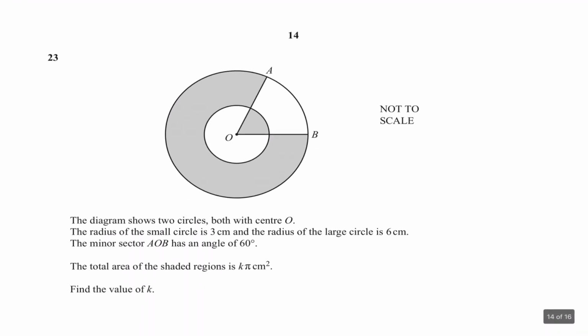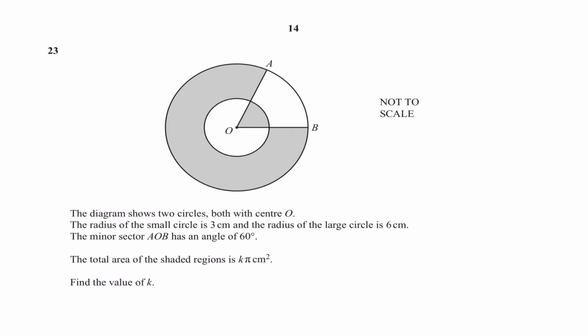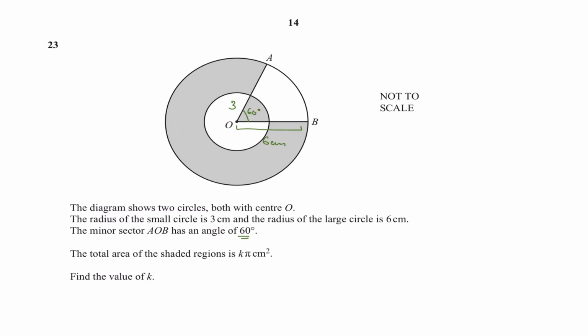Alright, now question number 23, which says the diagram shows two circles both with center O. The radius of the small circle is 3 centimeters, so let's write that. The radius of the large circle is 6 centimeters, so let's write that. The minor sector AOB has an angle of 60 degrees, perfect, so that means this angle is 60 degrees. The total area of the shaded regions is k pi centimeters squared. Okay, find the value of k.